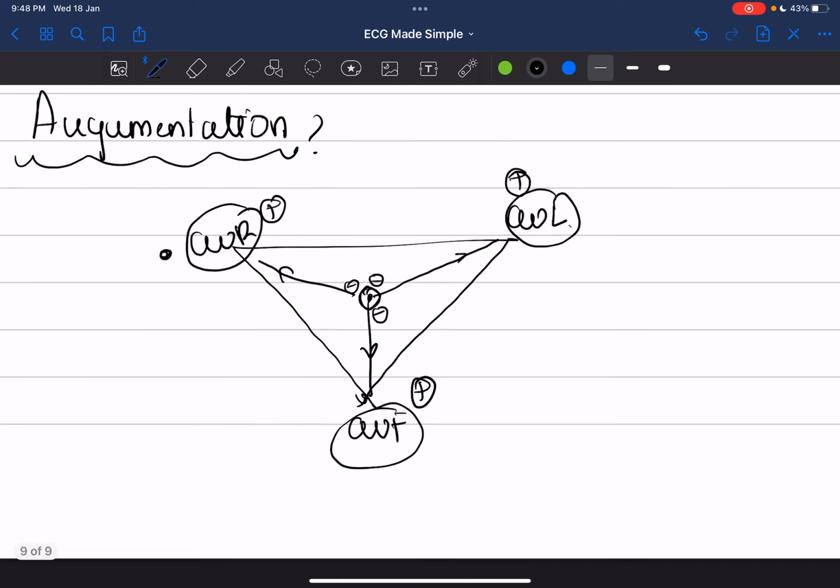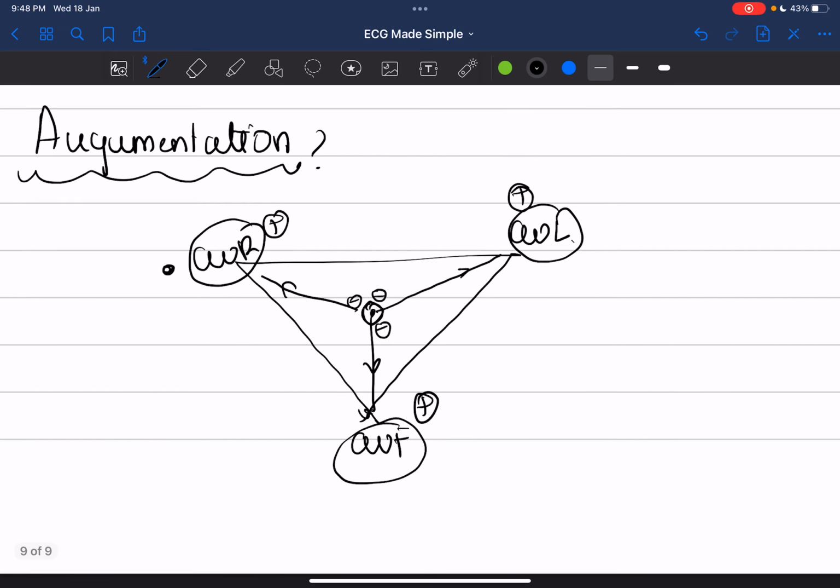So for AVR, the positive electrode is the right arm, and the negative is Wilson's terminal. For AVF, the positive is here, and the negative is Wilson's terminal. For AVL, this is the positive, and this is the negative. So why do you need augmentation? The unipolar limb leads measure only the local electrical activity.